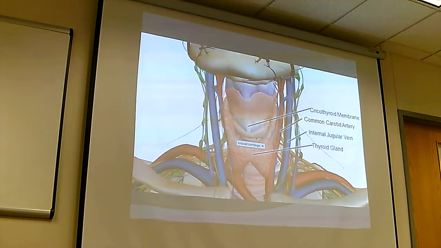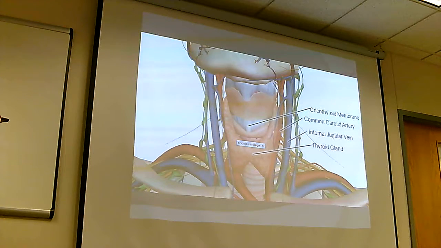And then here's a picture of the soft tissues of the airway. Again, you've got the thyroid membrane and the cricoid membrane. Here's the thyroid cartilage and the cricoid cartilage, and the cricothyroid membrane.